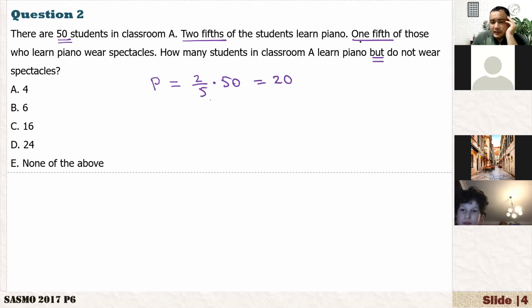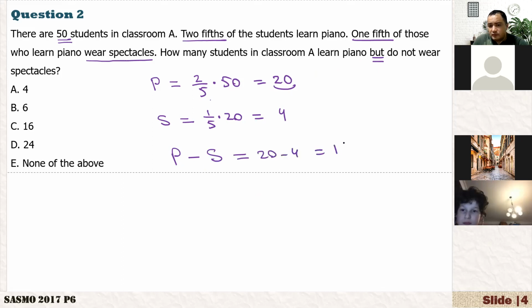And we will continue. It says that 1/5 of those who learn piano wear spectacles, right? So that means that, let's say the number of students who wear spectacles is S, then 1/5 of the students who learn piano, that is 20. So they wear spectacles. How many? 20 over 5, that's equal to 4. The question is, how many students in classroom A learn piano but do not wear spectacles? That means that piano, and we need to just take away students who wear spectacles. That is 20 minus 4, that's equal to 16.